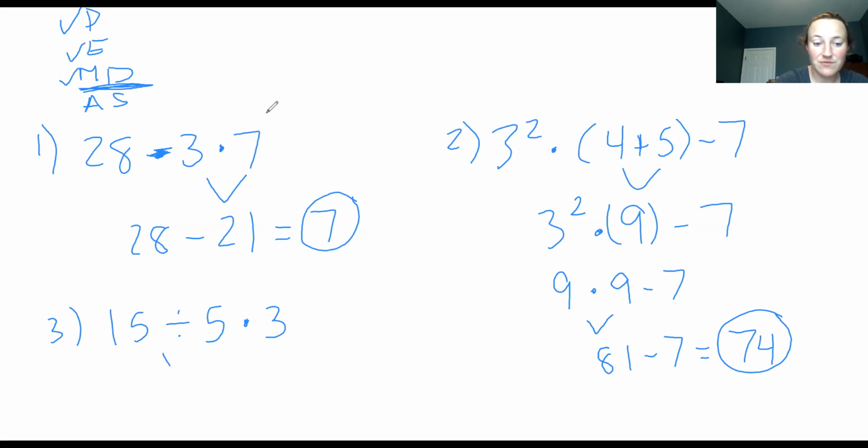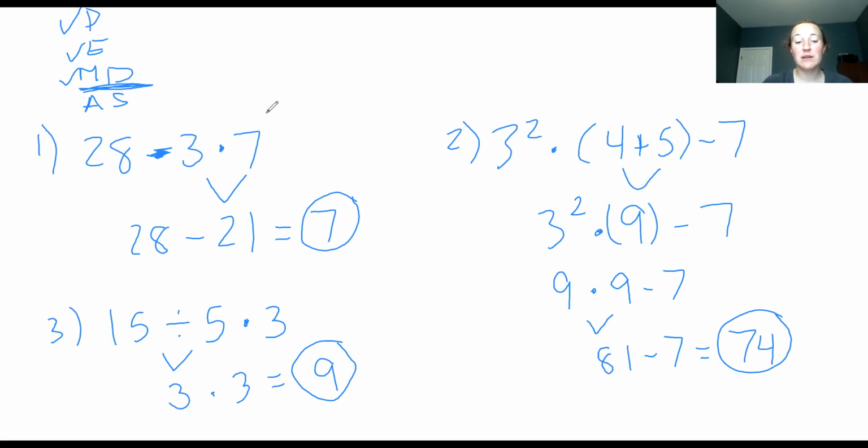So I'm going to do 15 divided by 5 to get 3. And then 3 times 3 gets me to 9. If you had 9, awesome job. If you had 1, you got tricked. You've got to remember, when it comes to multiplication division, we do whatever comes first.